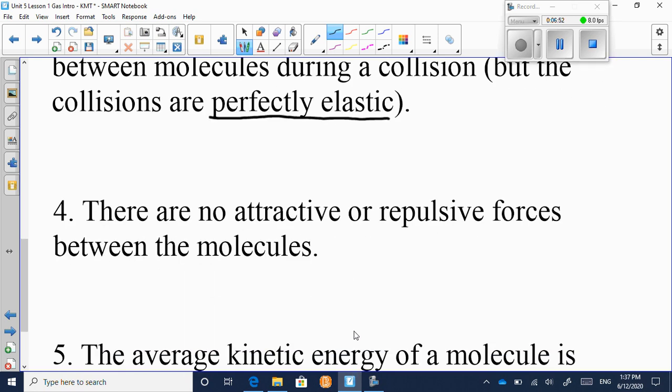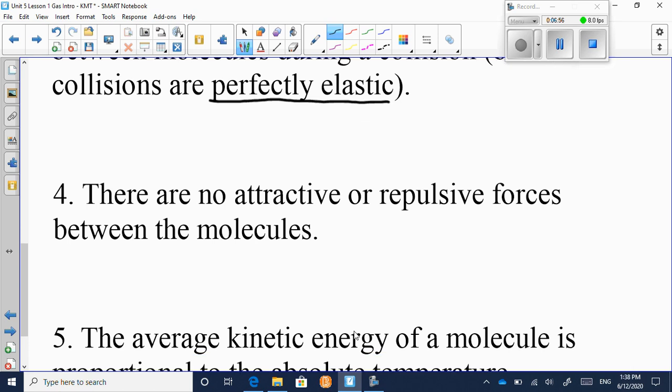Okay, number 4, there are no attractive or repulsive forces between molecules. In other words, as molecules pass one another, okay, so if these two particles were to zoom by one another, it's not like they would be affected by one another. They wouldn't either be attracted and move closer together or be repelled and move further away. So this is an important concept.